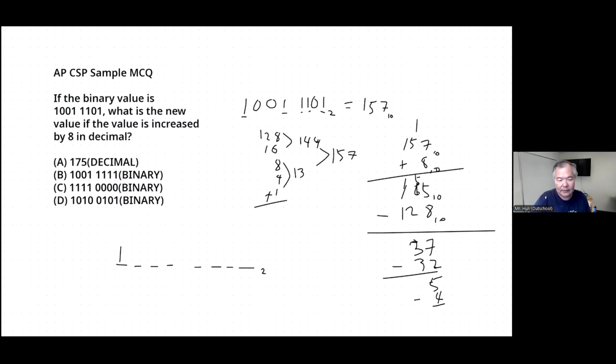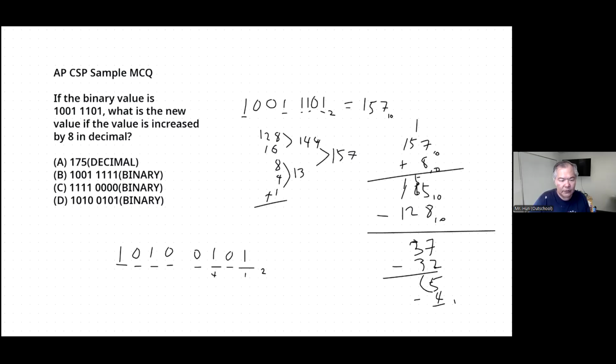So the 64-bit is turned off because we're not using that, but we need the 32-bit turned on, and the 16-bit is off. Then we need the 4 and the 1 turned on. The 8-bit is off, the 4-bit is on, the 2-bit is off, and the 1-bit is on.